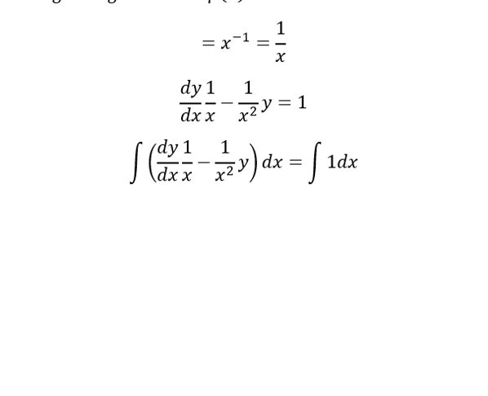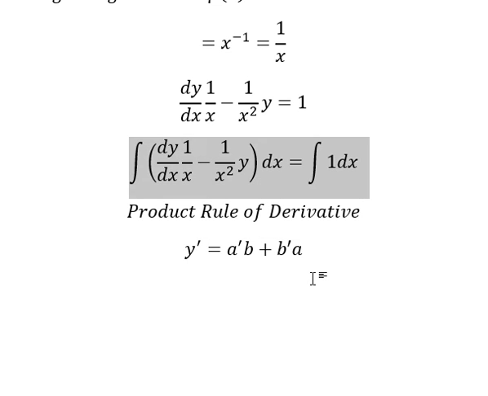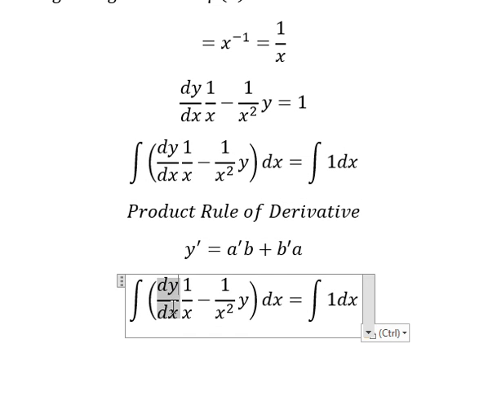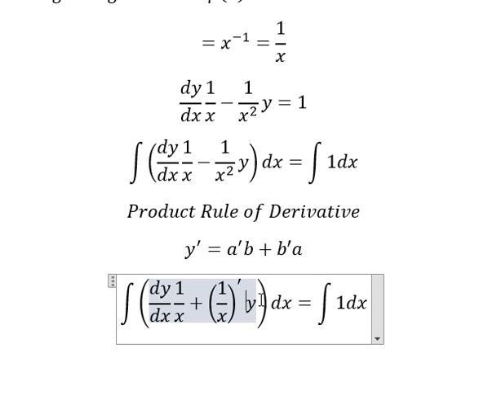Next, we can use the product rule of derivative. So we have the first derivative of y equals the first derivative of a multiplied by b plus the first derivative of b multiplied by a. So in this one, we have the first derivative of a multiplied by b. This one, we have the first derivative of b multiplied by a.